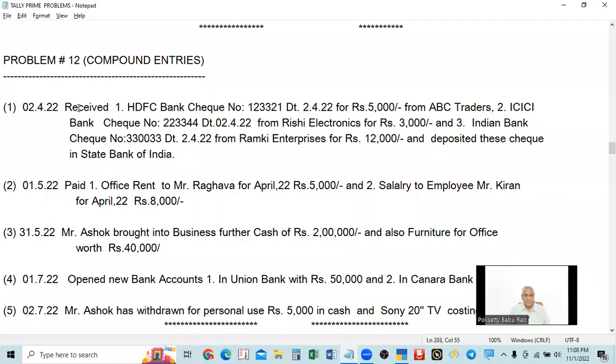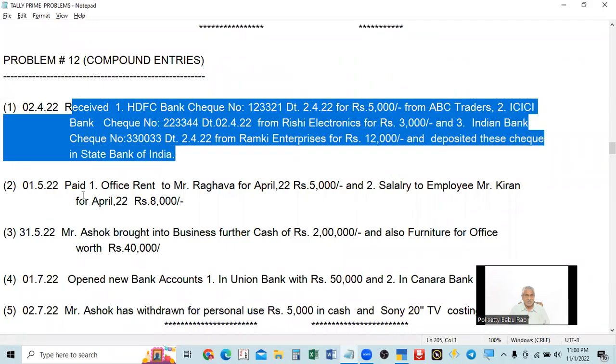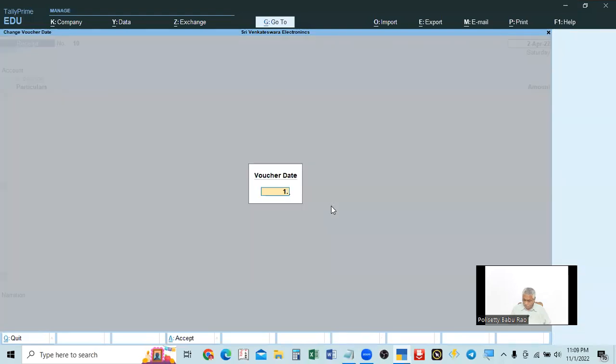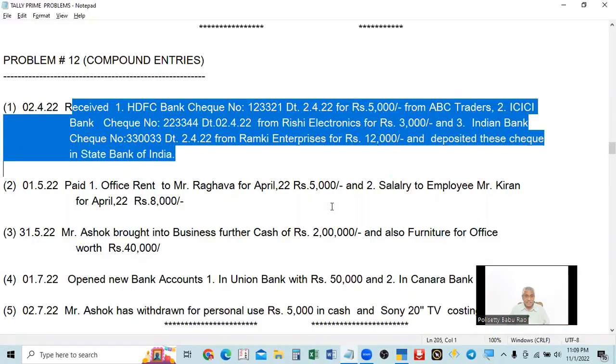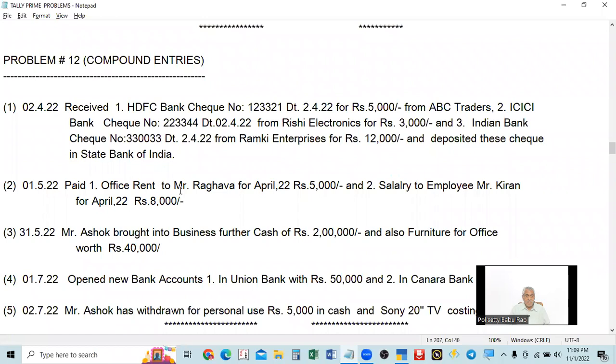So this is the first one. Second one, next one is 1st May is the date, and here paid office rent for April 5,000, salary to employee for April 8,000. So we made two payments.